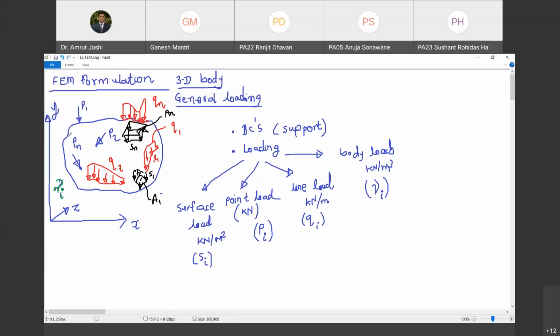Now, apart from this, the body may have boundary conditions. Are you with me? Yes, sir. So for example, let us say all the points along this boundary are fixed. Happy? Yes. We can show them something like this, fixed or hinged, whatever it is. So these are boundary conditions. Happy?